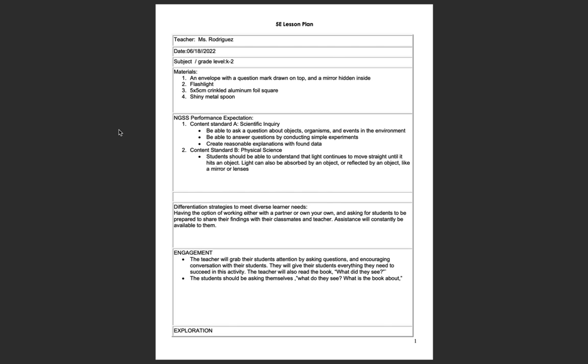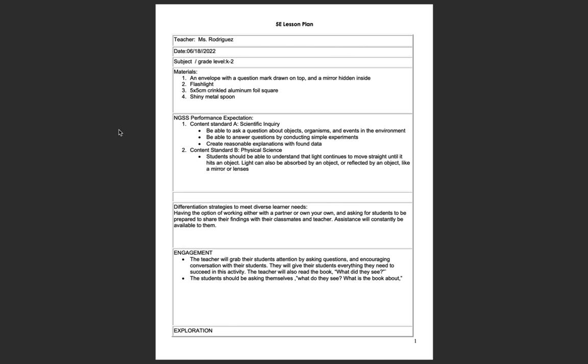The differentiation stages to meet diverse learner needs would be having the option of working either individually or with a partner, and asking for students to be prepared at the end of experiments to share their findings with their classmates as well as teacher, so that you can kind of see their understanding and where they're at, and if they have any other questions. And assistance would constantly be available to them, especially because they're younger students, so they're more than likely to need more help than an older student.